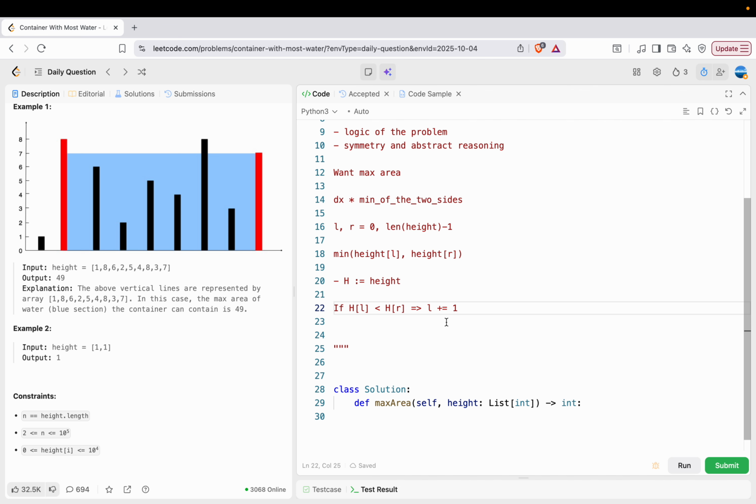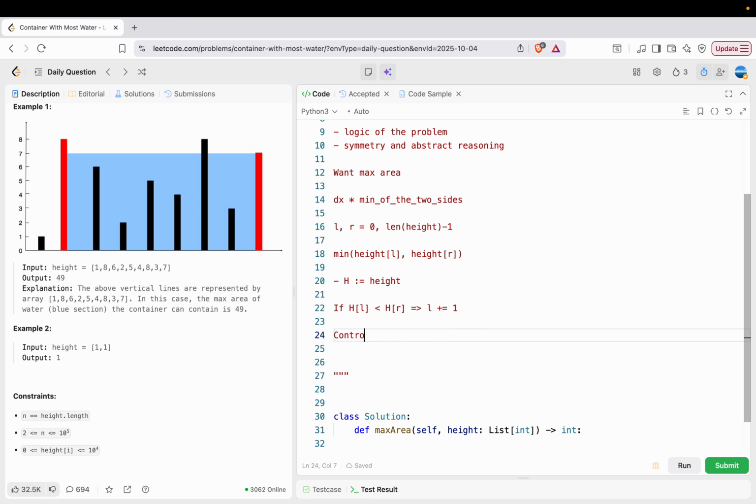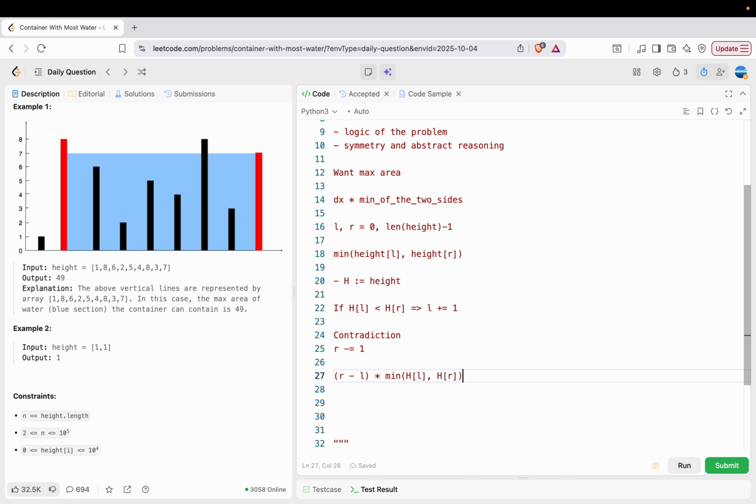So why is this the right case? Symmetrically, if the right height is smaller, we are going to shrink the right side. Why do we do this? The reason is that you can use contradiction to argue. If under this assumption you shrink R by 1, then the area will be something like this. It originally is R minus L times the minimum of HL and HR, right? So this is the previous.